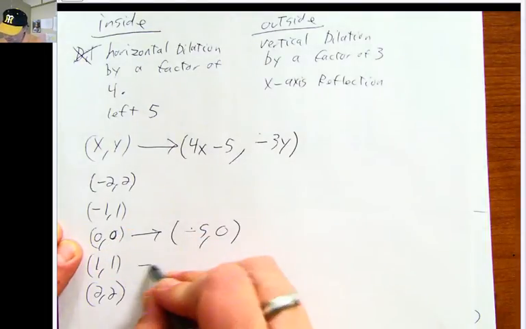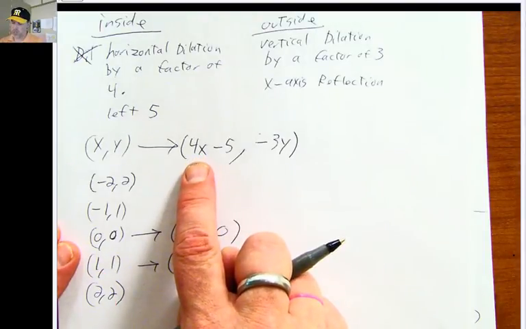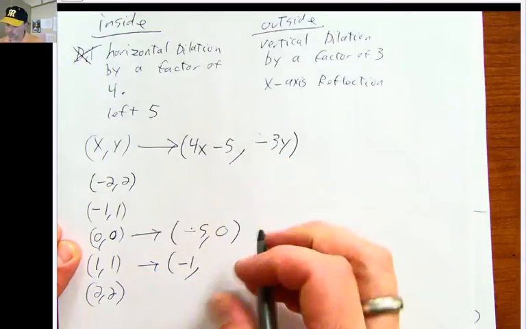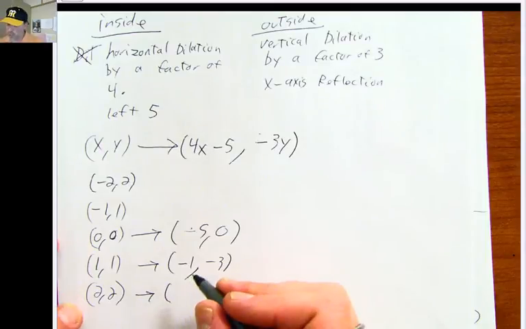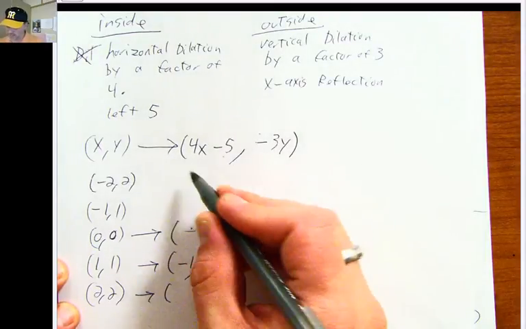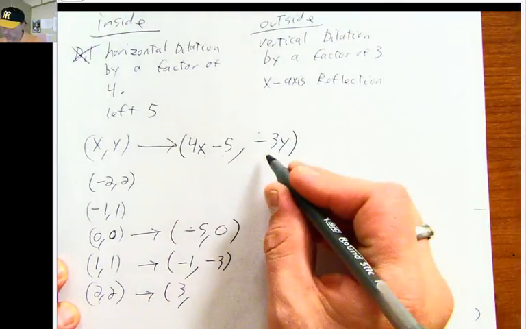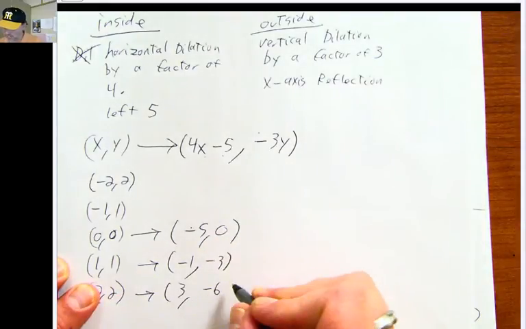Next, (1, 1). 4 times 1 is 4. Minus 5 is negative 1. Negative 3 times 1 is negative 3. Then (2, 2). Let's see, 4 times 2 is 8, and 8 minus 5 is 3. And for the negative 3y, 2 times negative 3 is negative 6.